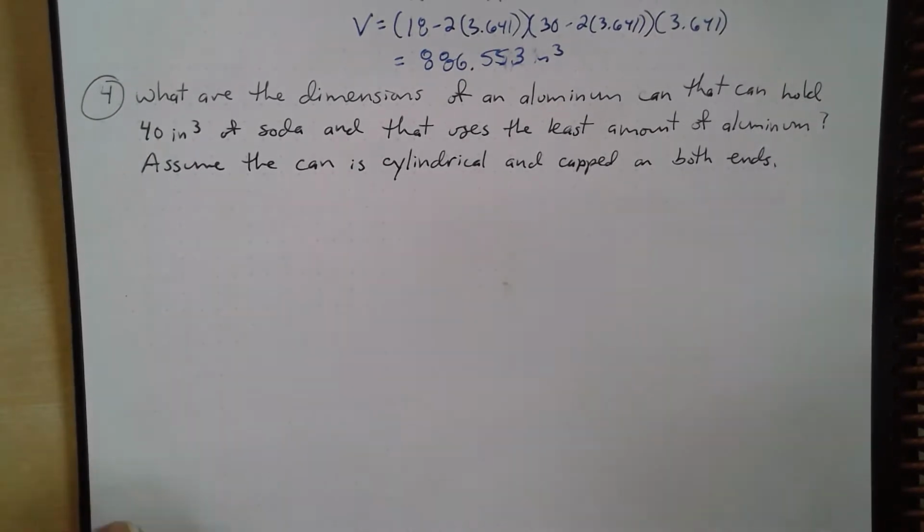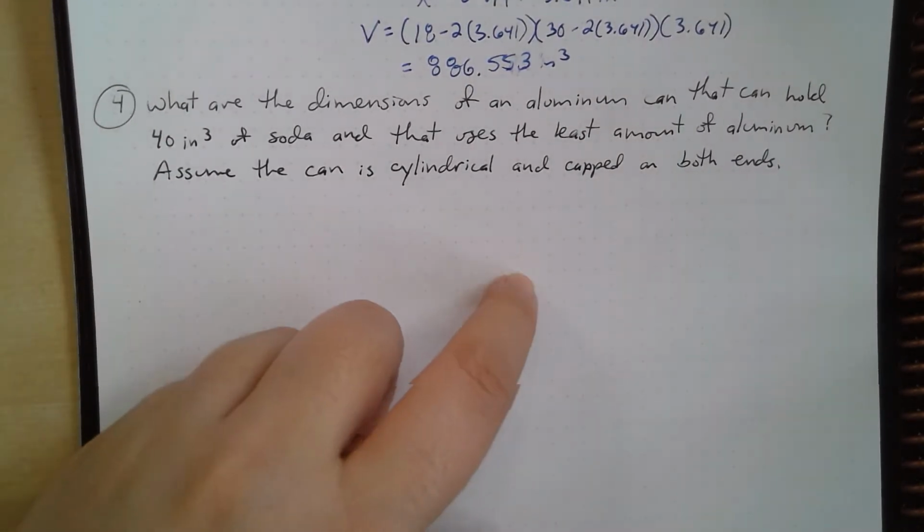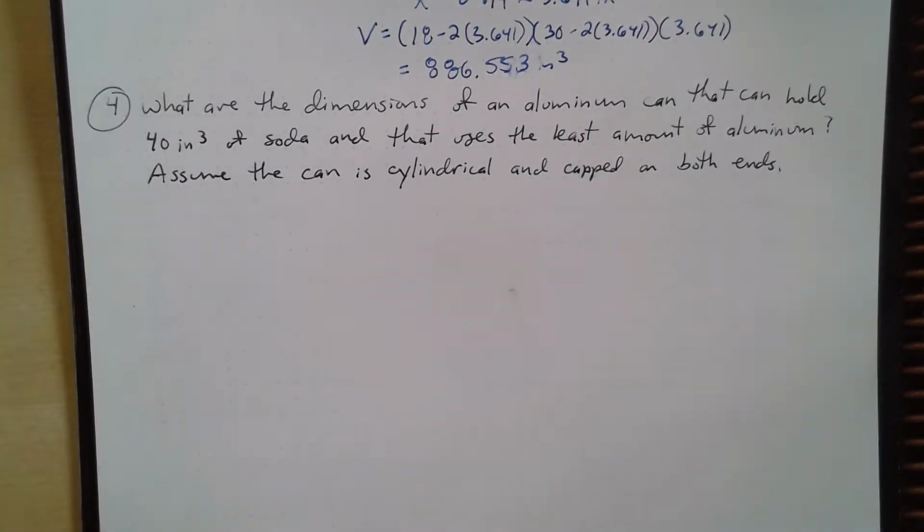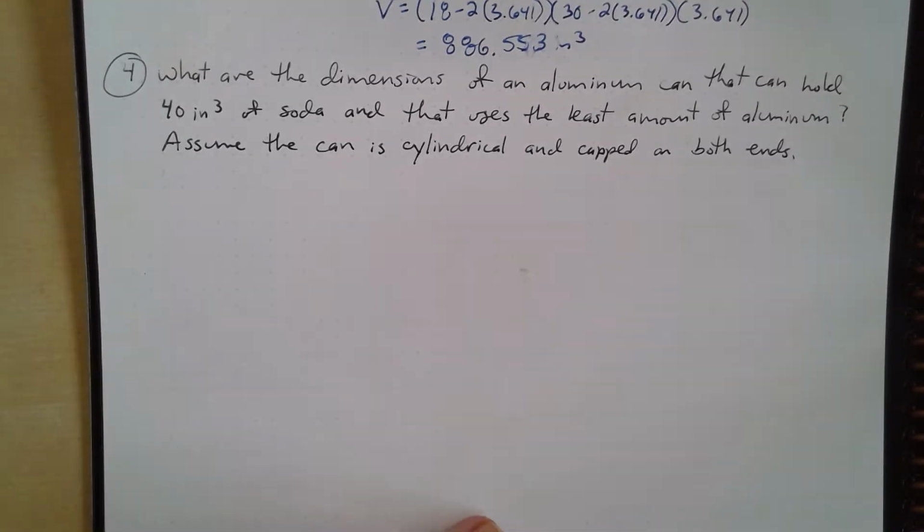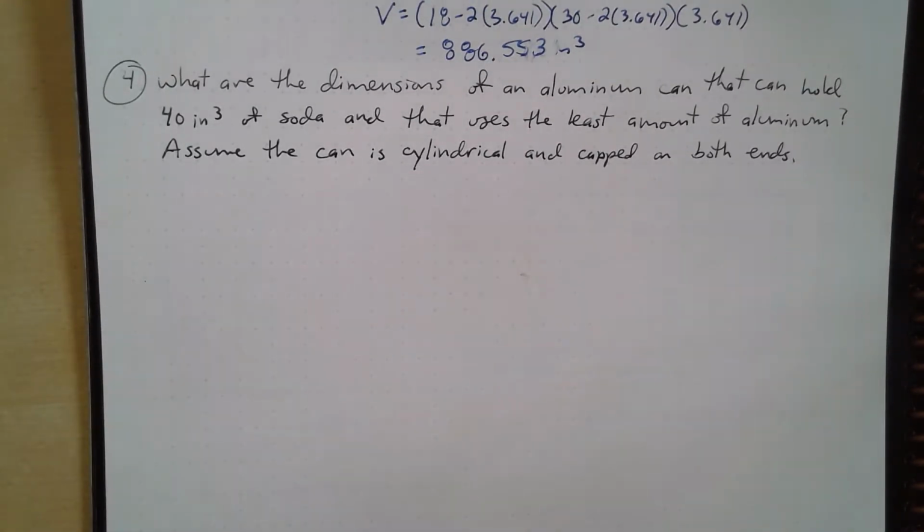Okay. Second to last one. I know it's getting kind of long, but I want to do as many examples of these as possible because I do think that they can get kind of tricky. And this is a great free response type question, so something to really know about how to do. What are the dimensions of an aluminum can that can hold 40 inches cubed of soda and that uses the least amount of aluminum? Assume the can is cylindrical and capped on both ends.